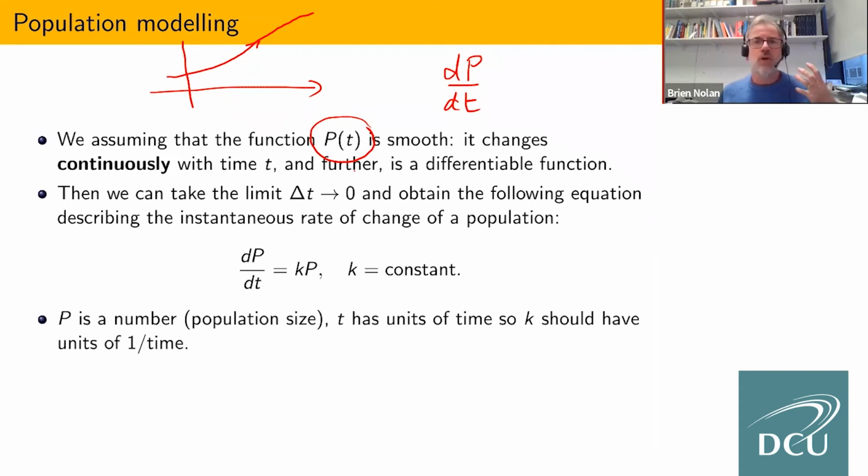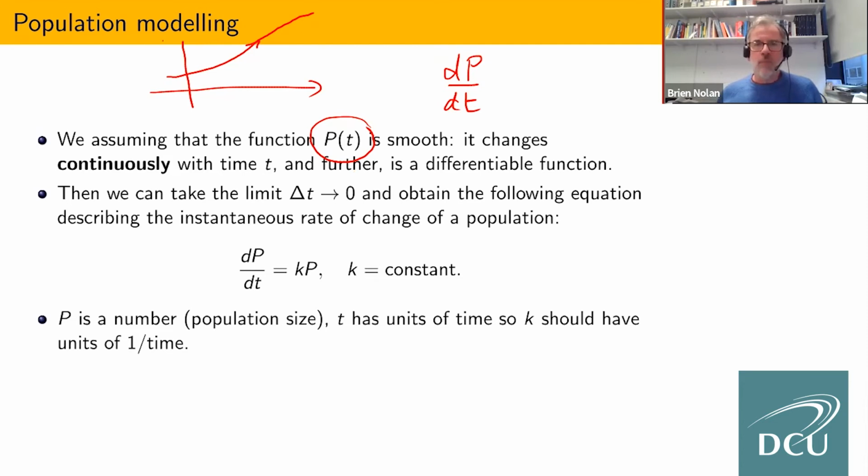But if we're talking about millions of people, a change of one is a tiny little change, and we use this approximation whereby we replace that function that's jumping one at a time with a function that's changing smoothly. So we'll just use that assumption and bear in mind, in the applications, that we should probably round off to the nearest whole number when we see an answer that tells us the size of a population.